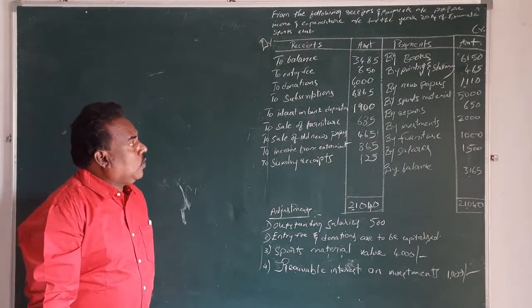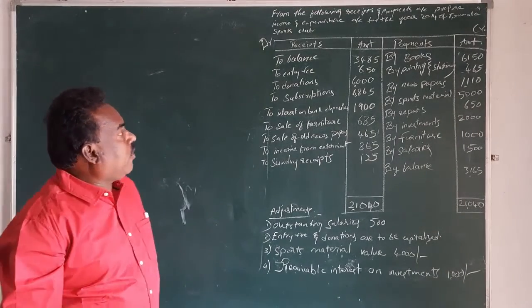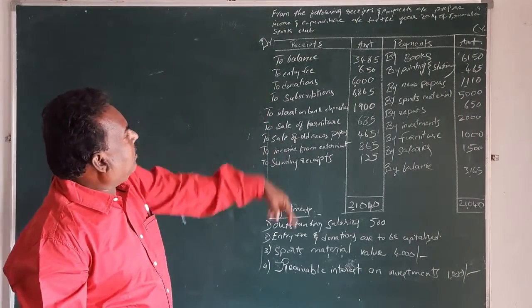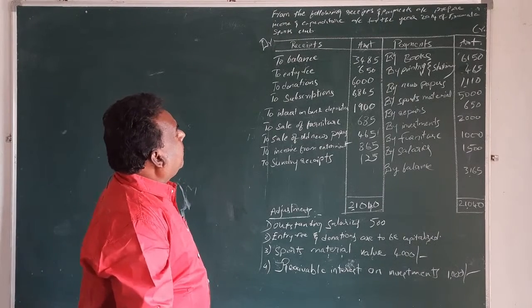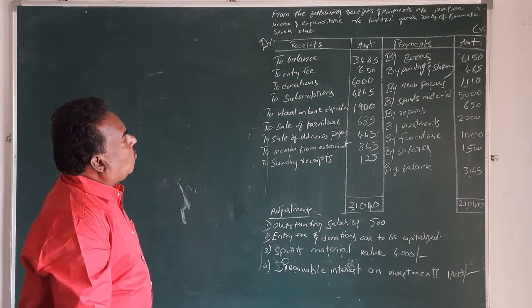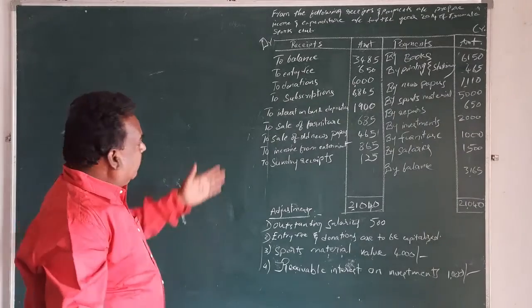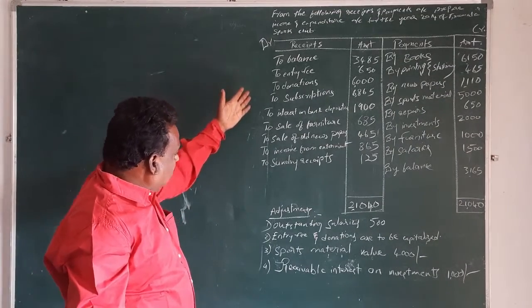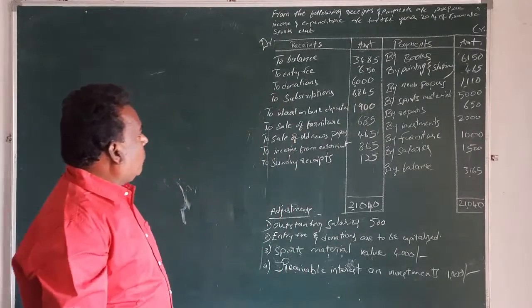We would like to work out one more problem on non-profit organizations. The following particulars of receipts and payments account: prepare income and expenditure account for the year 2014 of Tirupati Sports Club. These are the receipts particulars, these are the payment particulars.